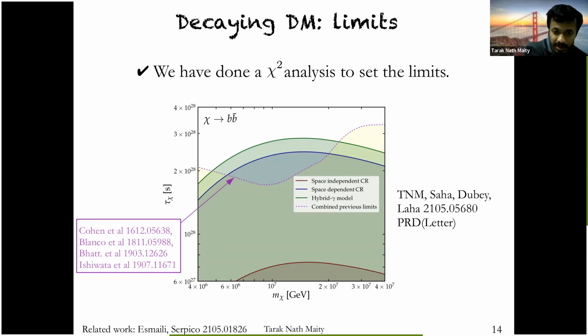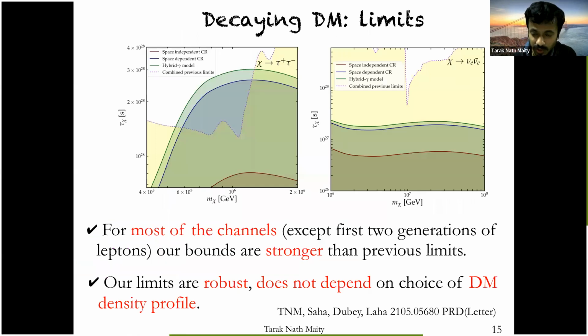Here I have talked about dark matter decaying to b-bbar. We have also explored some other channels where dark matter is decaying to other final states, like tau plus tau minus, and various other final states. Our conclusion is that except for the first two generations of leptons, our bounds are stronger than the previous bounds.